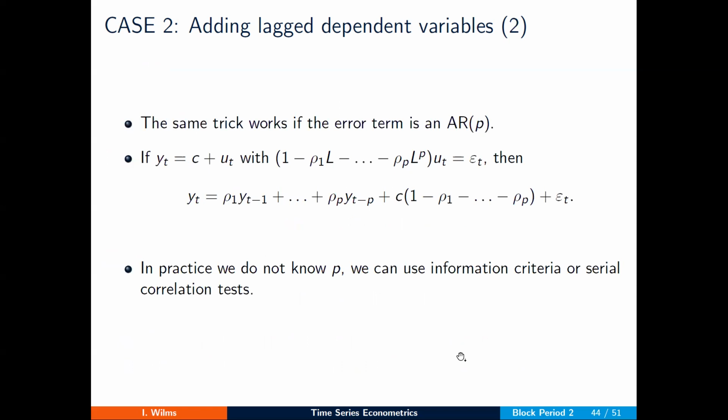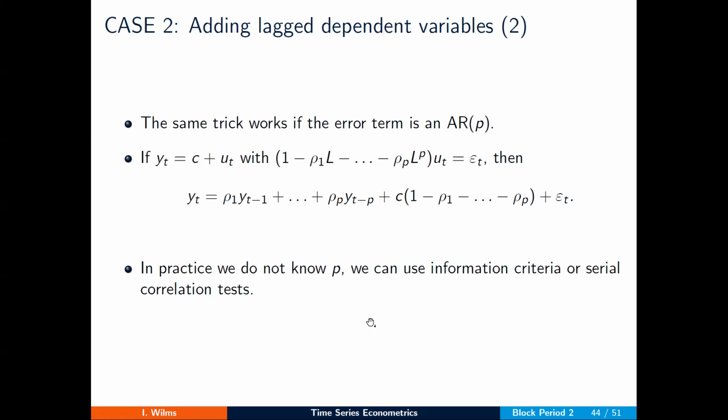More generally, this trick also works when we would have an error term that follows an AR(p) process. Then we would just simply need to add p lagged values to our regression model. Of course, in practice, you might not know what the order of the AR process is. So you could resort to, for instance, information criteria such as BIC to determine how many lags you should add to your model.